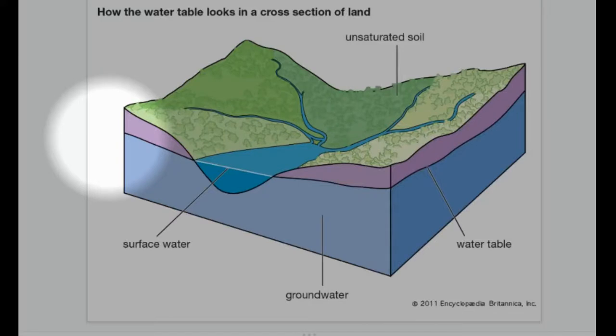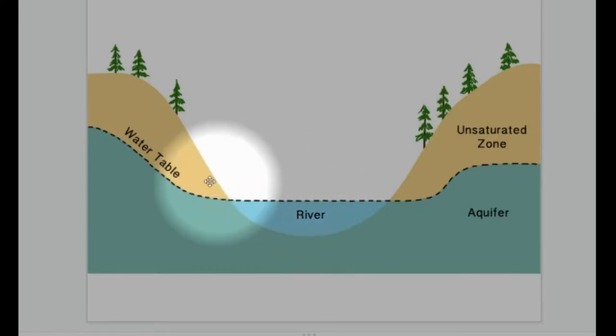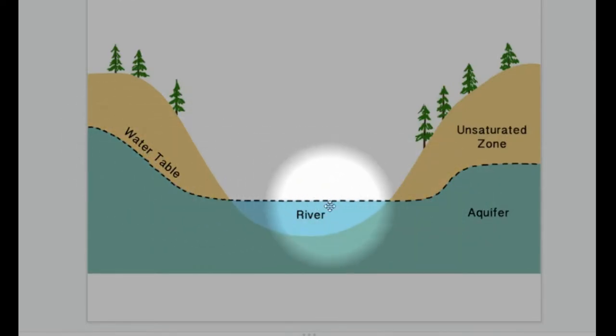All right, guys, I just want to show you the idea that the water table affects the surface water. So if this water table rises, the surface water rises because it's the same line. If the water table drops, then the surface water drops. And you can see the same thing here. The water table line is the river line, or the level of the river, or the level of a lake. And if that river is dropping, it's because the water table is dropping.